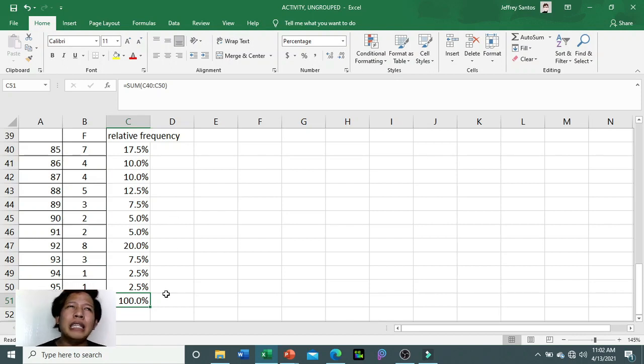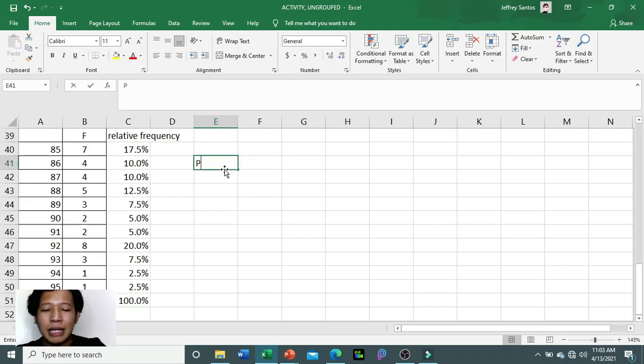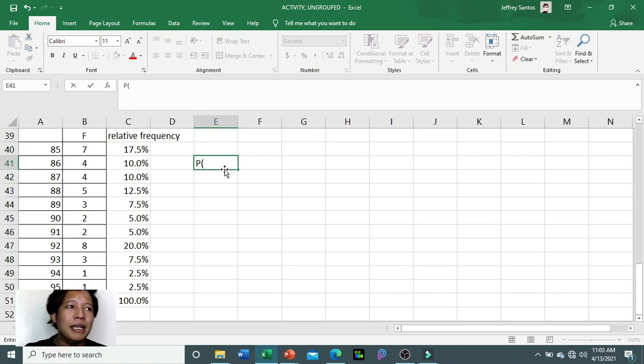Now, what if we are looking for a certain probability given a condition on our random variable? Let's say, for example, we are getting the probability of getting a student whose grade is greater than 90.